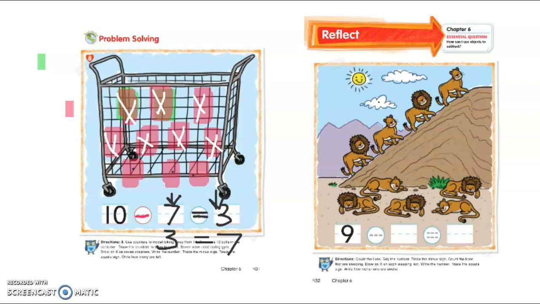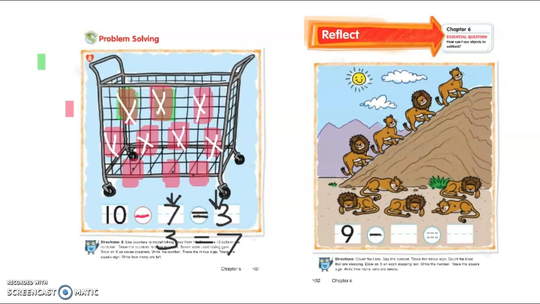All right, now let's reflect. We've seen this lion problem a while ago. Now let's do it a little bit differently. It says count the lions and say the number. Let's count, even though they've already written the number. 1, 2, 3, 4, 5, 6, 7, 8, 9. Now trace the minus sign.